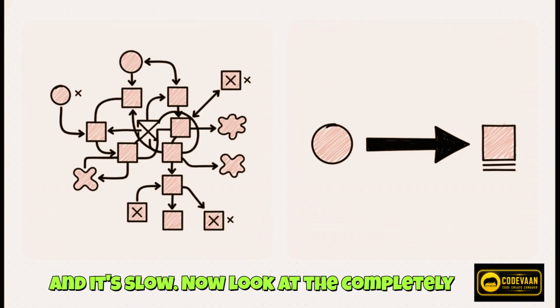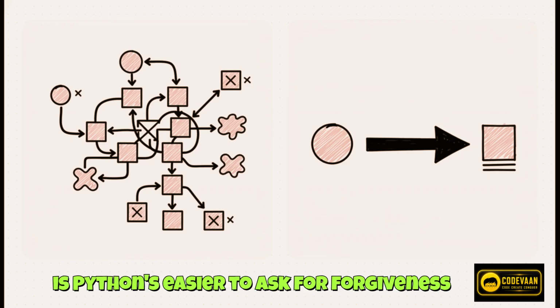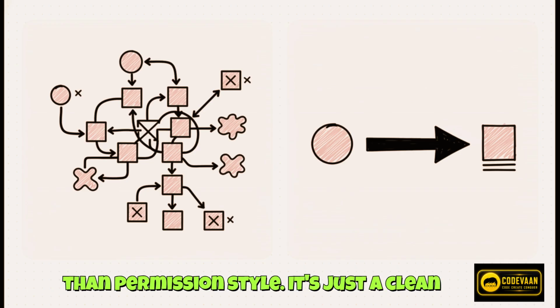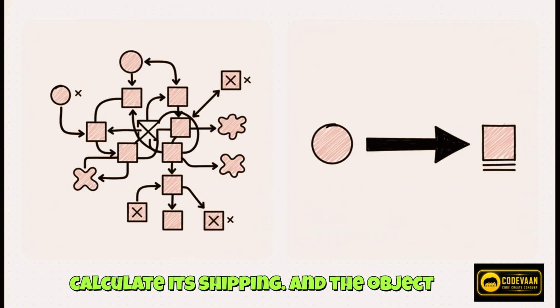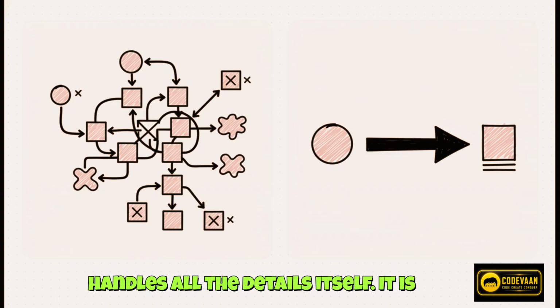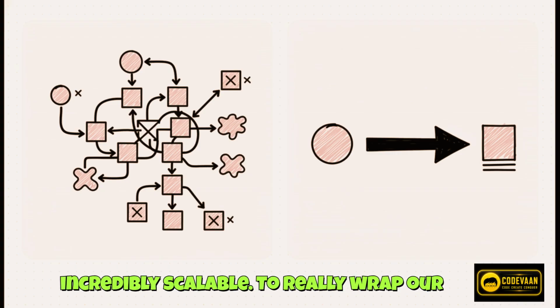Now look at the completely streamlined approach on the right. This is Python's easier to ask for forgiveness than permission style. It's just a clean, two-line polymorphic method call. We literally just ask the object to calculate its shipping, and the object handles all the details itself. It is beautiful, it's simple, and it's incredibly scalable.